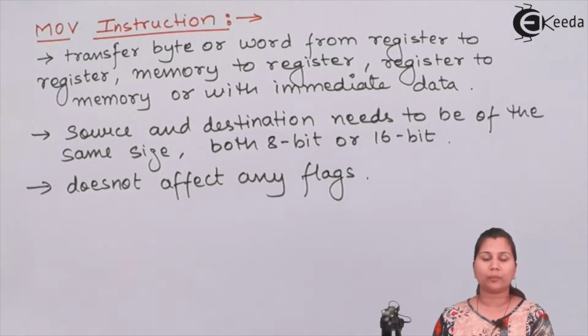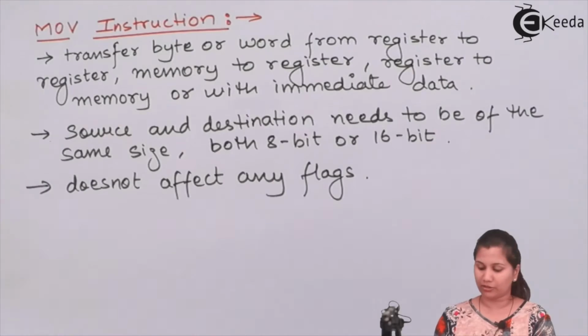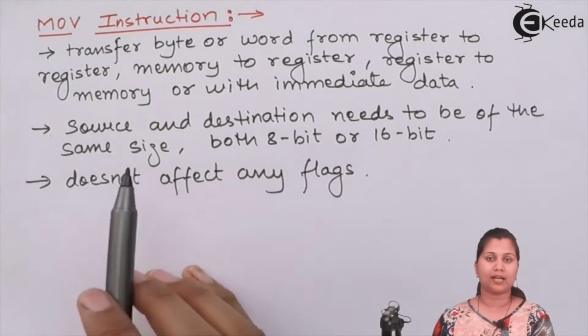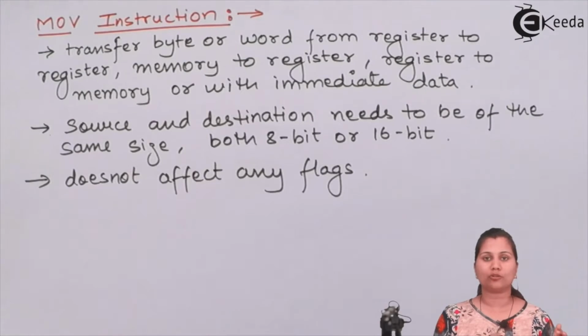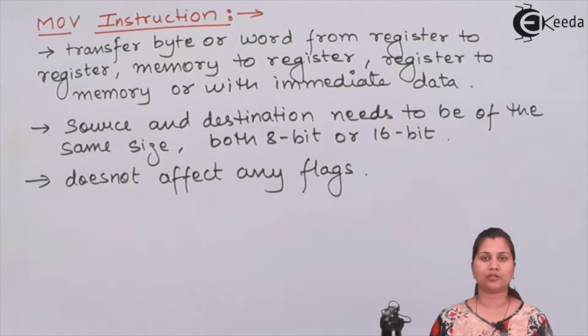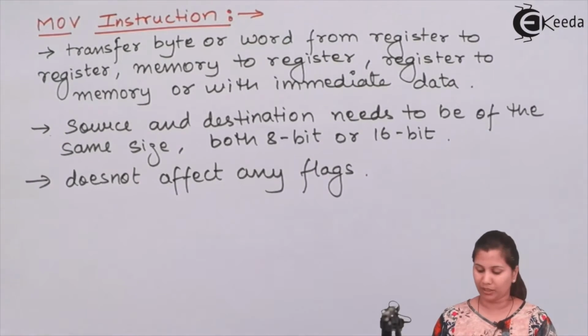When the transfer of data takes place, the data from the source is copied to the destination. The source and destination need to be of the same size. It means that if the source has data of 8 bits, then the destination should also be 8 bits, so that the data can be transferred. Also, if the source is 16 bits, the destination should also be 16 bits. So the size of the source and the destination have to be equal.